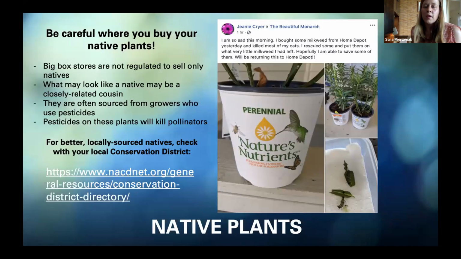So here's what I was talking about with buying things right from the box, the big box stores. You need to know that they're not regulated to sell natives. They sell all kinds of plants. They sell whatever's going to make them some money, right? And they may also source their plants from growers who have used pesticides on them. So even if you are buying native plants from the big box stores, they may be coated with pesticides and still kill those monarchs and anything else.